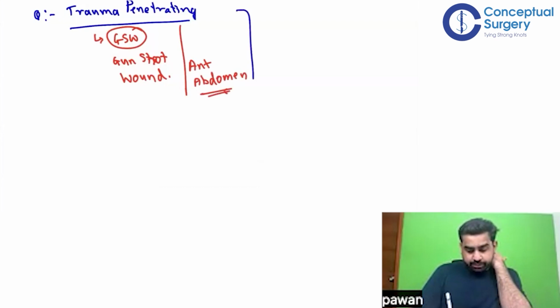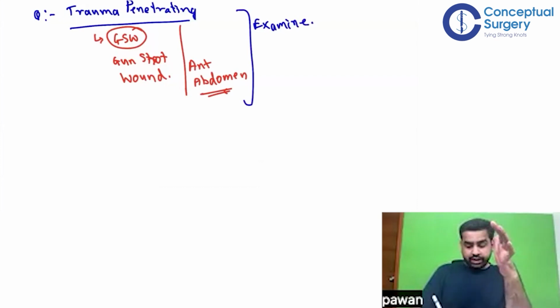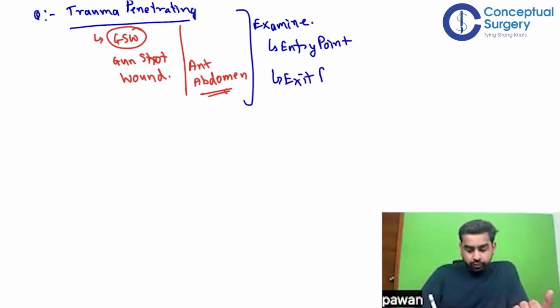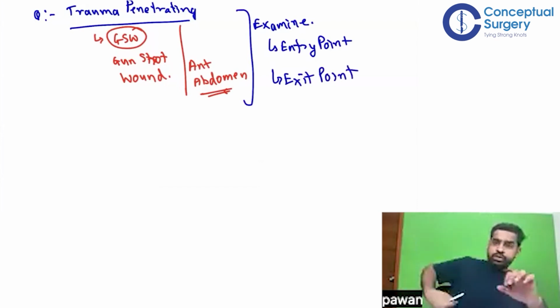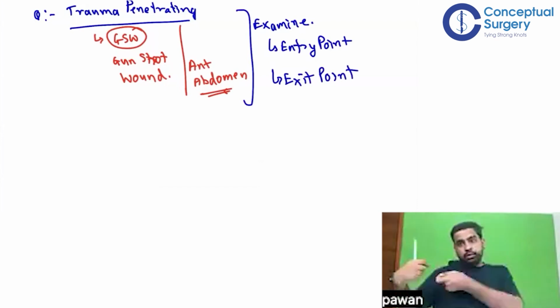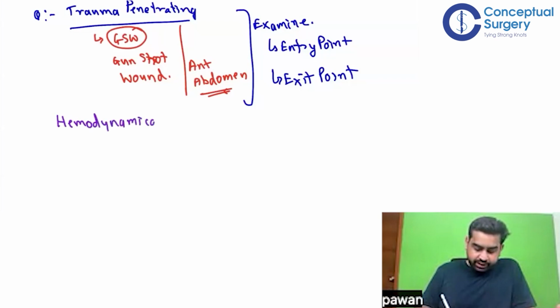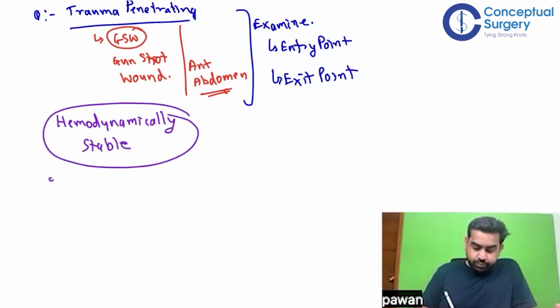You examine this particular patient, and on examination, you are able to see the entry point, which is in the anterior abdomen, and you are also able to see the exit point on the back as well, that the bullet has left the body. And I'm telling you that the patient is completely hemodynamically stable.